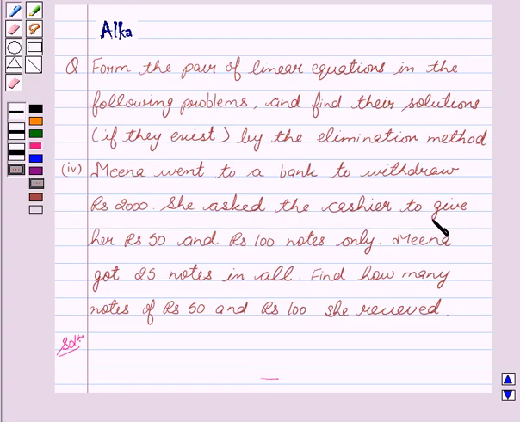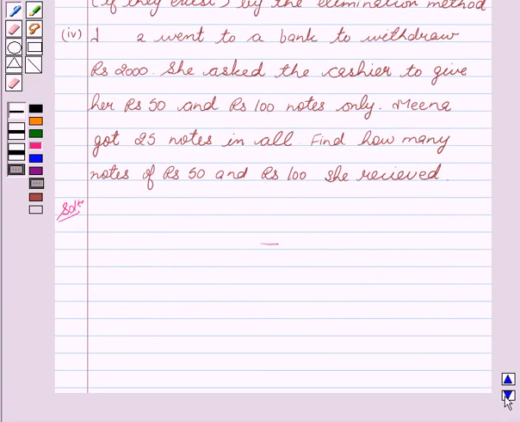Our problem is: Meena went to a bank to withdraw rupees 2000. She asked the cashier to give her rupees 50 and rupees 100 notes only. Meena got 25 notes in all. Find how many notes of rupees 50 and rupees 100 she received. So, now let's start with the solution.